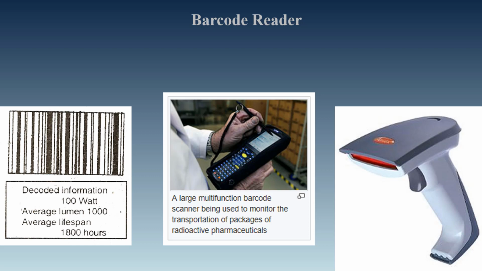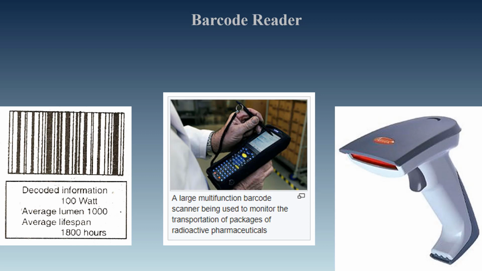On a white paper, black lines are printed or special patterns are made, and some kind of information is embedded in that particular code. Like in this barcode, information about light bulbs, what is 100 watt, how much lifespan it has, 1800 hours, and how much light intensity it possesses, 1000. Generally barcodes are used in stationery, and in maintaining warehouses, etc.